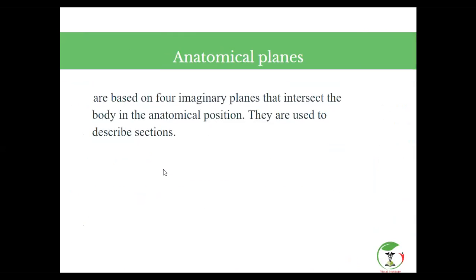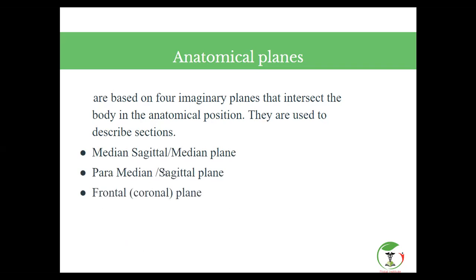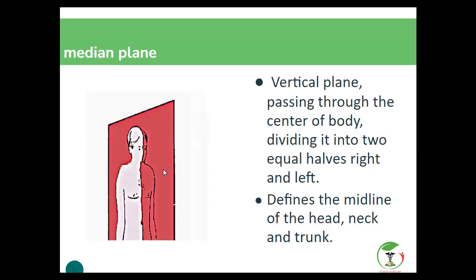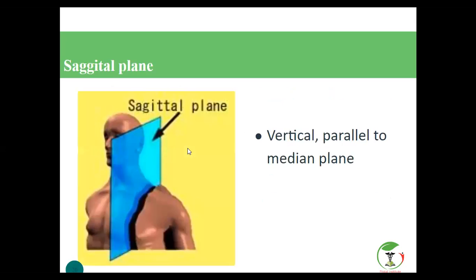And then we have what you call anatomical planes. These are the imaginary planes that are used to describe sections of the body. So we have different planes. We have the medial plane, which basically cuts the body into two equal parts. And then we have the sagittal plane.